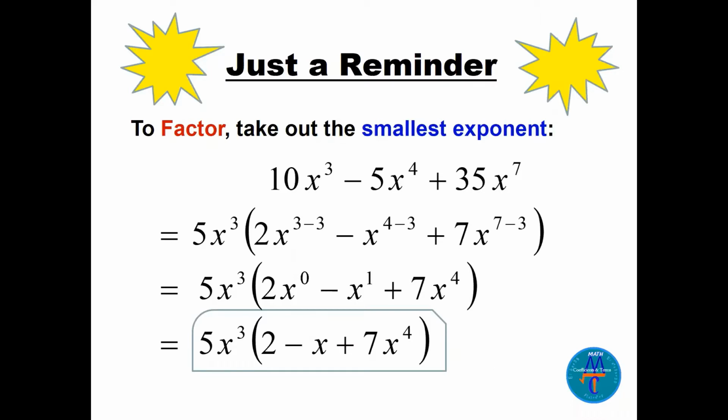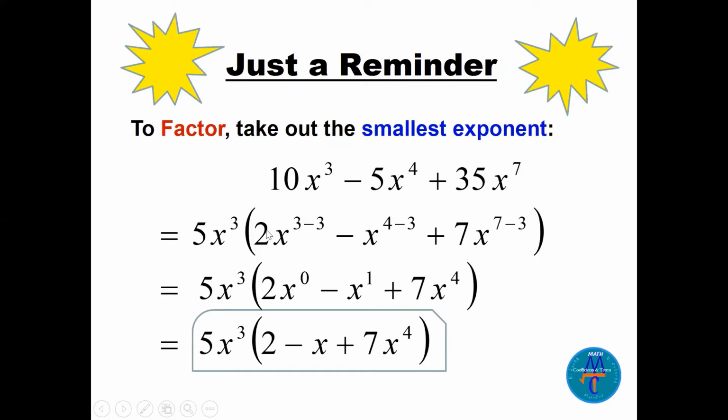To factor an expression, just take out the smallest exponent. See here we have 10, minus 5, 35. Look at the numbers first. If there is a common factor in the numbers, take it. Now, if you look at the variable and the exponent, look at the smallest: x power 7, x power 4, x power 3. So we take x power 3. Now, between 10, minus 5 and 35, I can take 5 out.